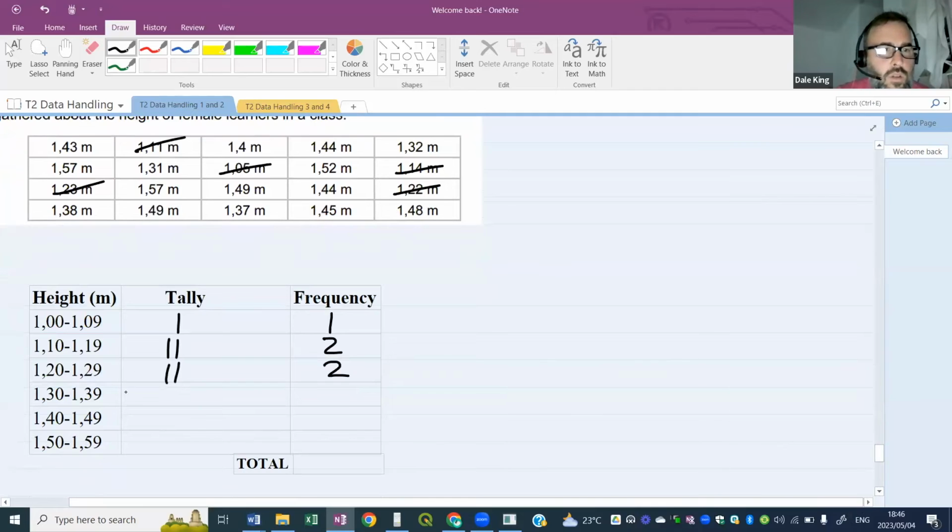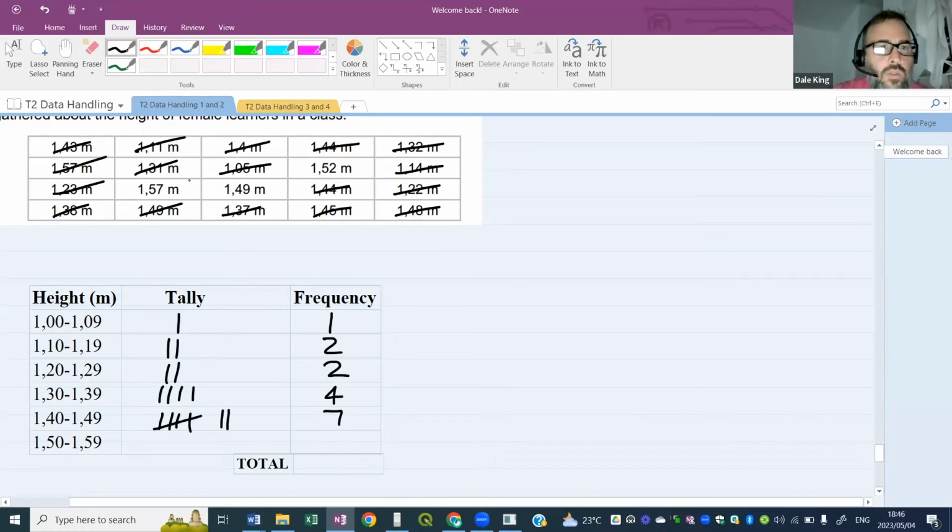Okay. Let's do the 1.3s. 1.31, that's 1. 1.38 is 2. 1.37 is 3. 1.32 is 4. I've got 4. As far as I can see, I've got 4. Now I'm going to do the 1.4s. 1.43, 1.49, that's 2. 1.4, that's 3. 1.44 is 4. 1.44 is 5. 1.45 is 6. 1.48 is 7. 1, 2, 3, 4, 5, 6, 7. Put a 7 there. Now I just need to do the 1.5s.